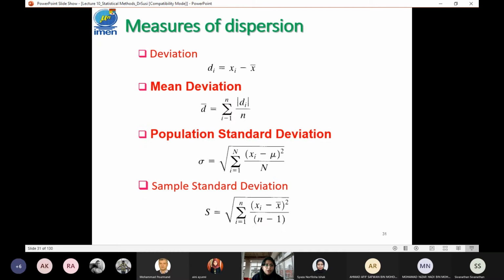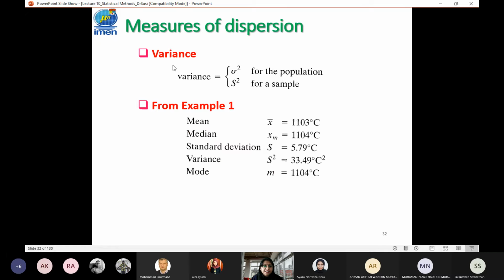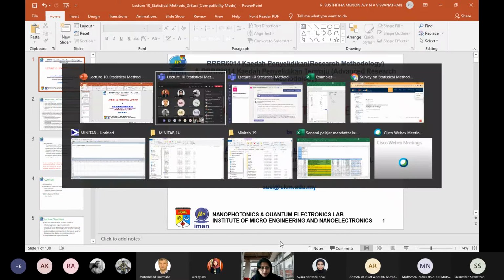Okay. You also have a deviation. How much is the value deviated from the mean? This is the mean deviation. You divide by the number of samples. You also have population standard deviation, which we call sigma, and you also have sample standard deviation. You don't have to memorize all these because they are already part of Excel, but you should understand what they mean. For example, variance is given by sigma squared for a population, and S squared for a sample. So for the example we saw just now, if I may go back.